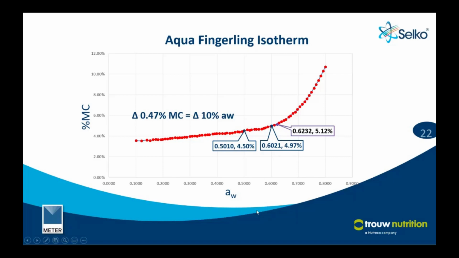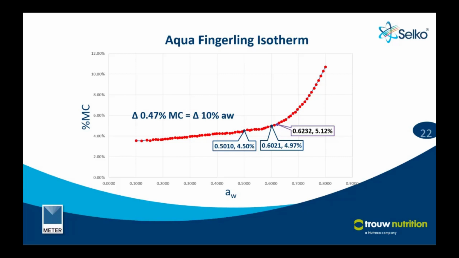And that's why, with water activity, it's great to have this relationship, because the scale is so much better when we're looking at changes than for moisture content. So I just want to point out that we have less than 0.5% change in moisture content over this portion, but a 10% change in water activity. And that's really easy to read with a water activity meter.